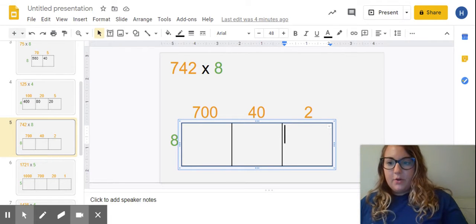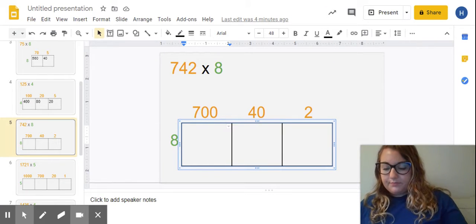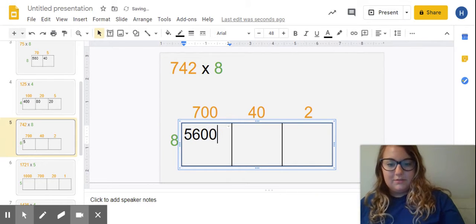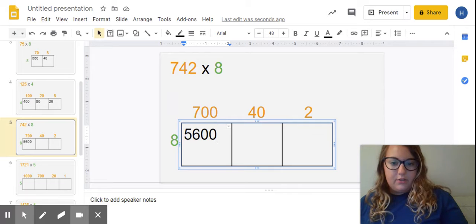Okay, so we know that 8 times 700 will give me, not 560, it will give me 5,600. So I know that 8 times 7 is 56. I have my 2 zeros on the end of 700, which means I need to add my 2 zeros at the end of 56. So I have 5,600.